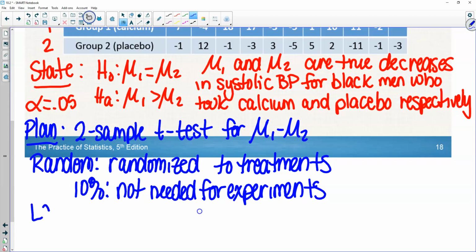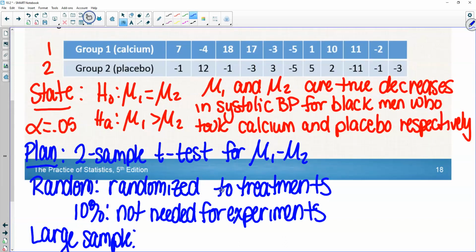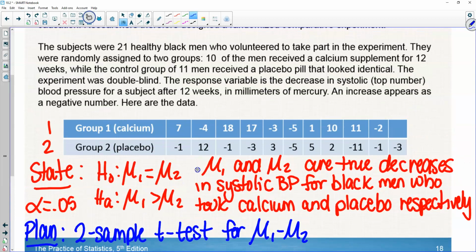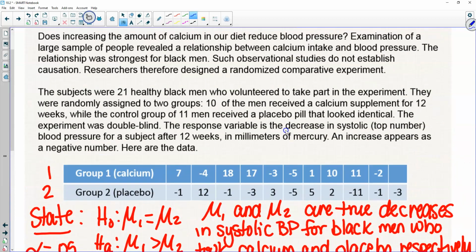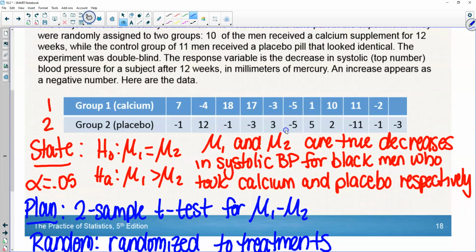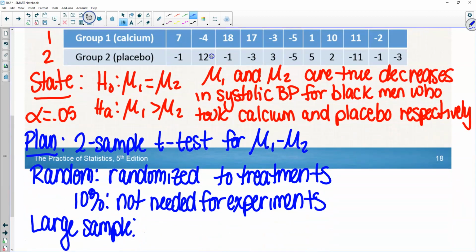Large sample. Do we have a large enough sample size here? No, these are both small. We have 11 and 10. It does not say anything about the population shape, so we are actually going to have to go into our calculator and put both of these in and look at their box plots. So I'm going to put my group 1 into my list 1 on the calculator, group 2 into list 2, and then I'm going to do side-by-side box plots. I will pause and get that all typed in.